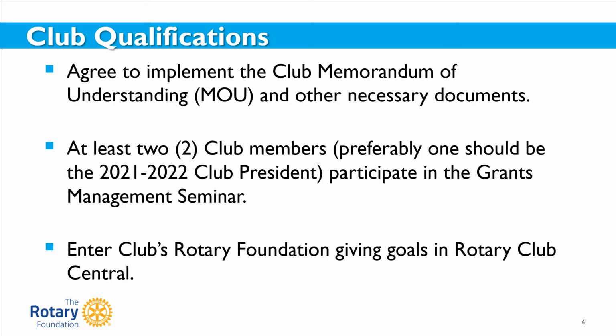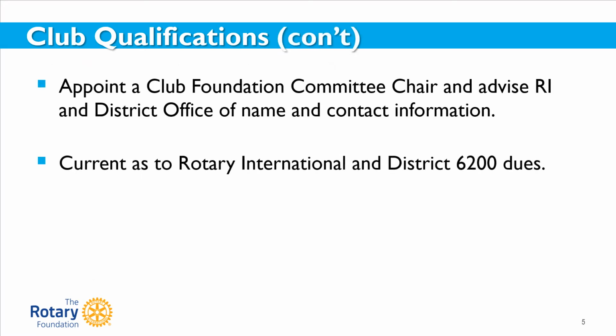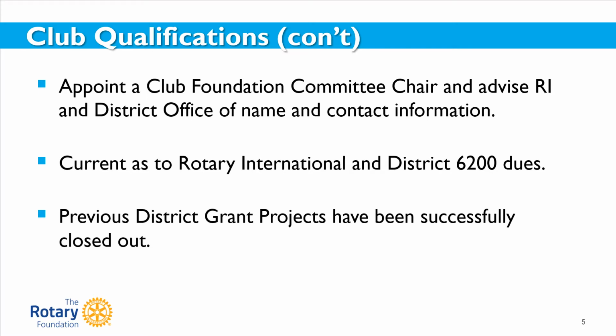To become qualified for this grant cycle, your club must agree to implement the club memorandum of understanding, have at least 2 club members participate in a grant management seminar, enter the club's Rotary Foundation giving goals in Rotary Club Central, appoint a club foundation committee chair and advise RI and the district office of the name and contact information for this individual, be current as to Rotary International and District 6200 dues, and all previous district grant projects undertaken by the club have been successfully closed out.